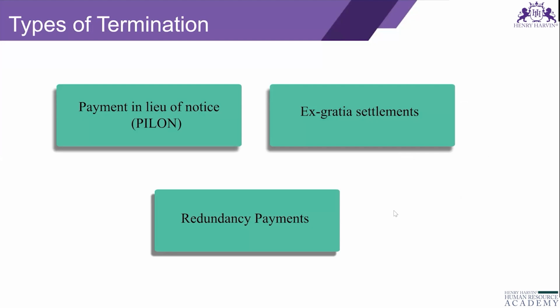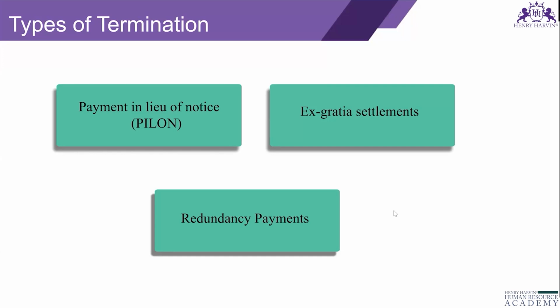Then ex gratia settlements. What happens if the employee denies? If the employee says, I need some more compensation for losing the job. This is outside the normal settlement, which is calculated based on the actual elements. Like the notice period, we already have that element and we have that policy, how much we need to pay. But an ex gratia settlement is something ad hoc.